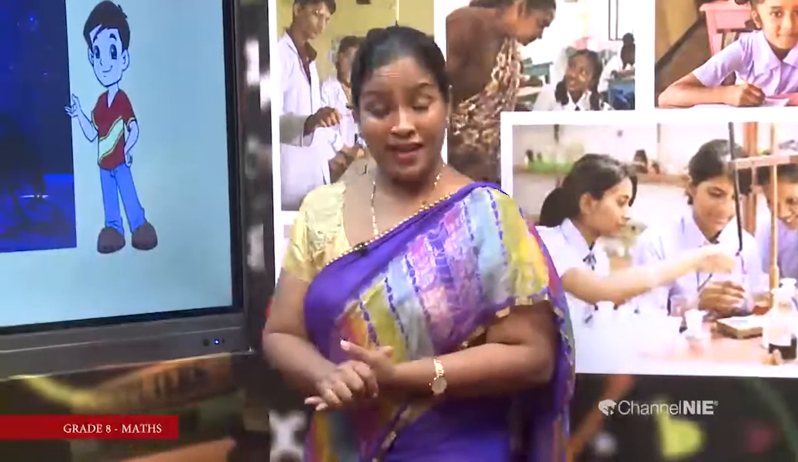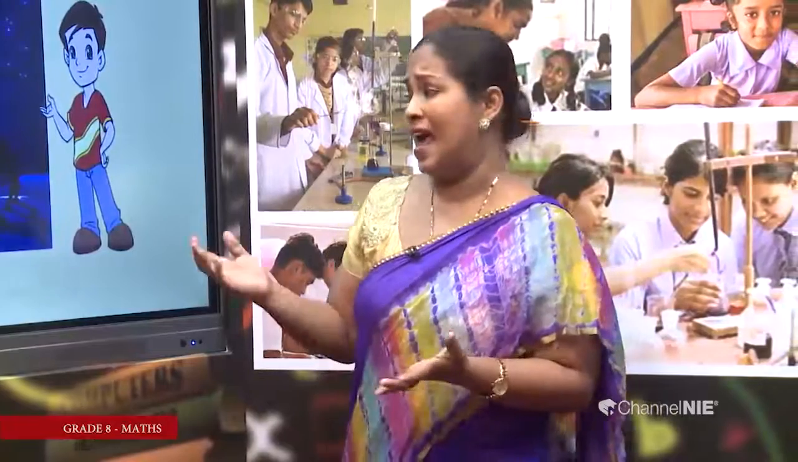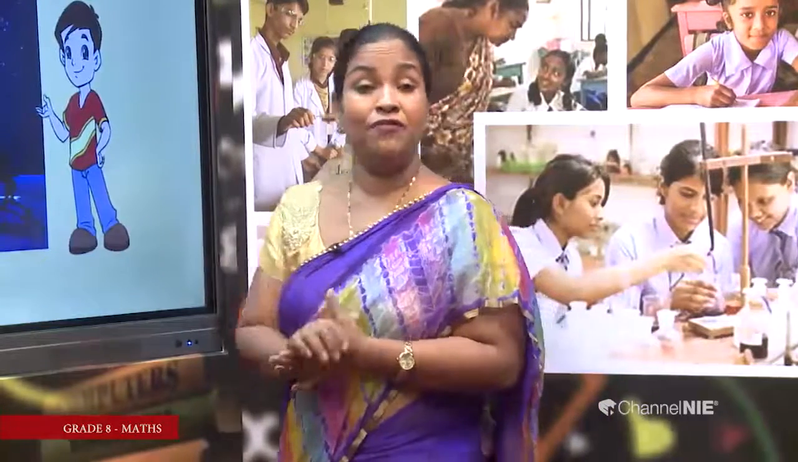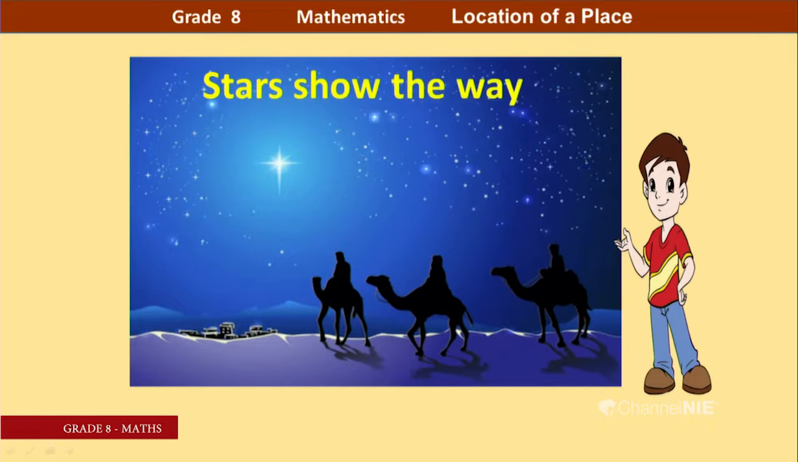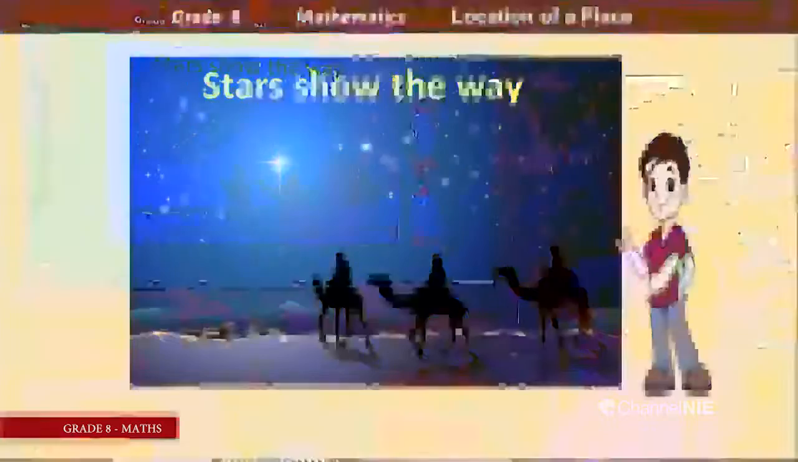How could they find their direction? Did they have any roads in those days? No. Did they have any landmarks? No. So, how could they find them? They could see the clear sky, the sparkling stars, and the patterns there. According to the star patterns, they found their way. So, stars show the way. Okay, you have some idea about how the ancients found their way or direction.